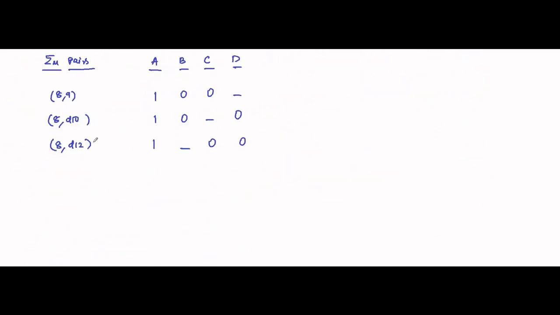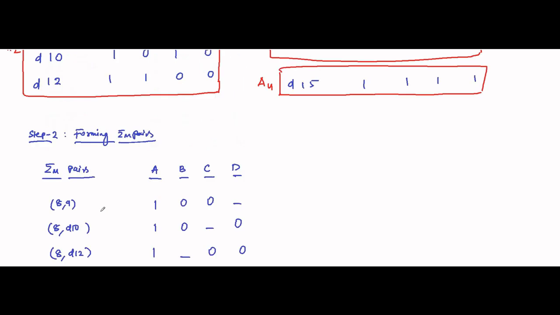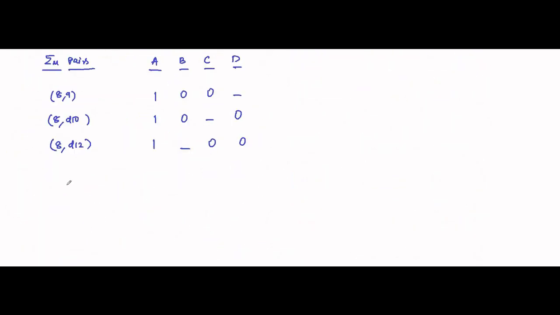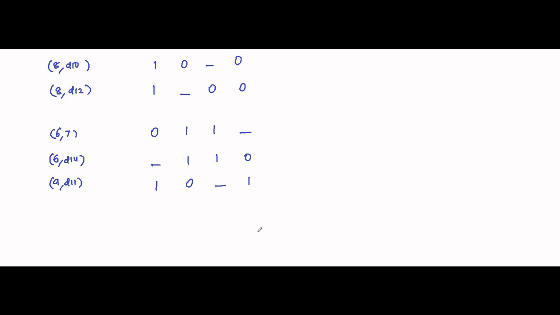Then in between A2 and A3, there will be a lot, because there are a lot of minterms. Okay, so 6, 7 with binary representation 011-, then 6, D14 with binary representation -110, then 9, D11. D11 means minterm 11, which is in the don't care bracket, okay, 10-1, then 9, D13, the don't care minterm 13, that is 1-01.